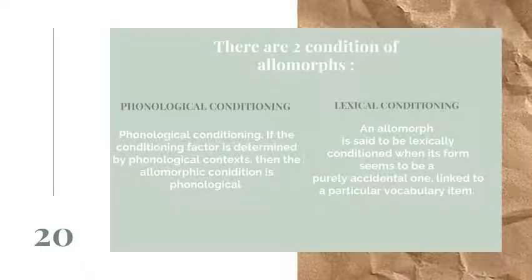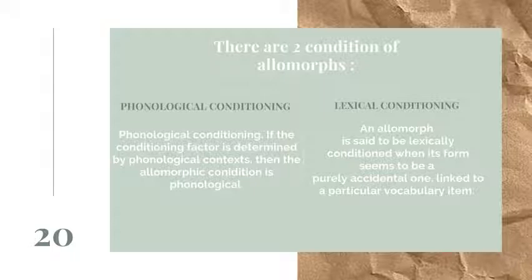There are two conditions of allomorphs: phonological conditioning and lexical conditioning. Phonological conditioning can happen if the conditioning factor is determined by phonological context. Then the allomorphic condition is phonological. For example, English plural morphemes can appear as -s in books, -z in dogs, and -iz in boxes.